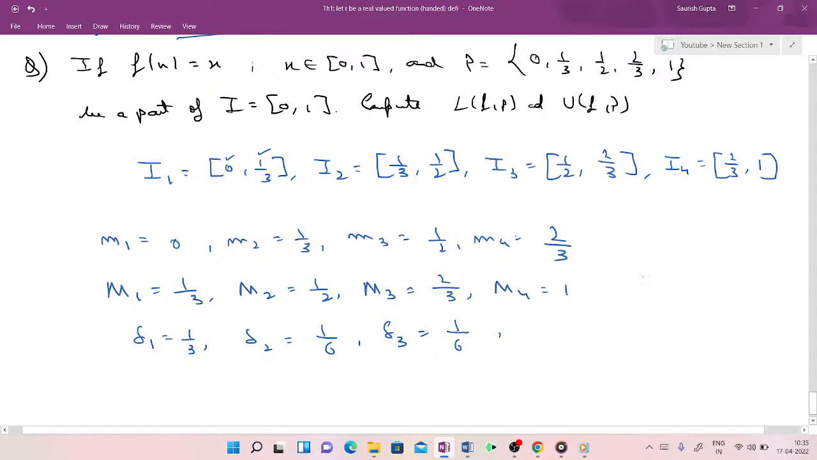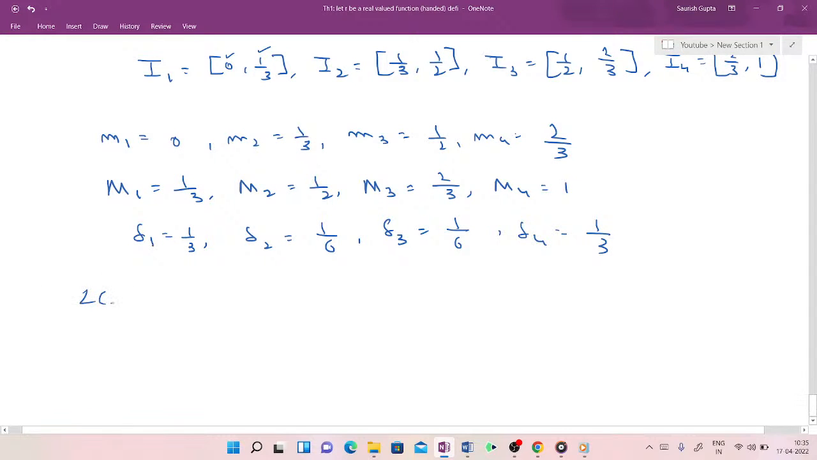And what is this? So this is 1 over 3, right? These are the lengths of the subintervals we have got. Okay. So now if we find LFP, LFP is basically the summation r equals 1 to n of m_r delta_r, that is m1 delta 1 plus m2 delta 2 plus m3 delta 3 plus m4 delta 4, because n is 4 here. So m1 is 0, so we are not taking that particular value.